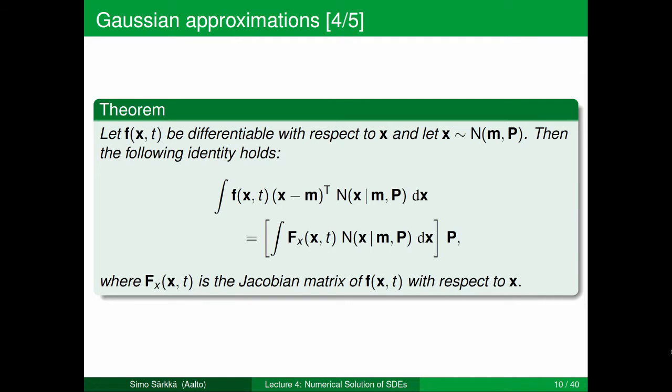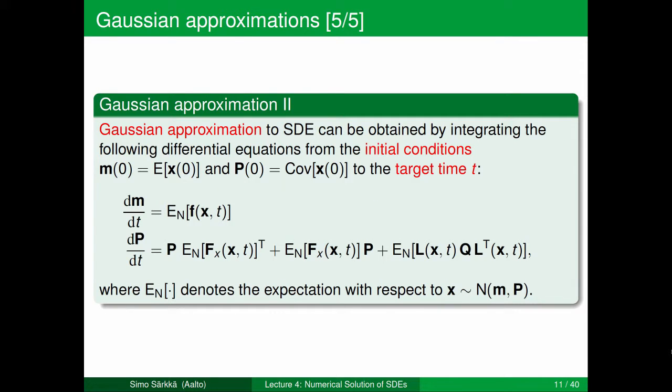But now these equations can also be simplified a bit. We can quite easily derive the following kind of result by integration by parts. So the integral of f of x and t times x minus m transpose over a Gaussian distribution with mean m and covariance P is equal to the integral of the Jacobian over the normal distribution times the covariance. By using this result, we can rewrite the mean and covariance equations like this.